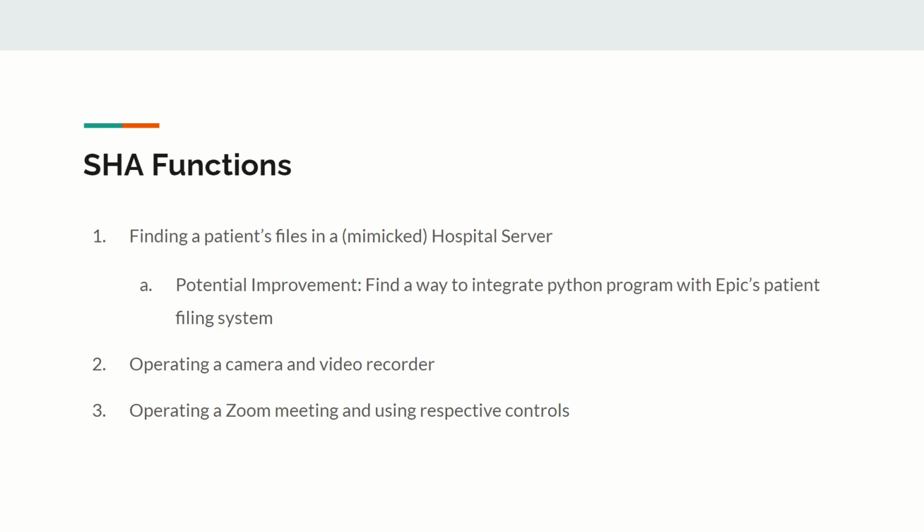So the second ability is the ability to operate a camera and video recorder. The idea behind this is that perhaps a surgeon wants to record a portion of a surgery and use it as reference, or to let their med students or any other person to watch it and perhaps learn from that actual video. And lastly, the third function of the SHA is the ability to operate a Zoom meeting and use all of the respective controls of the Zoom application.